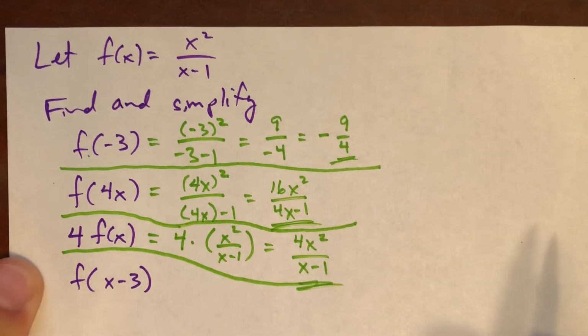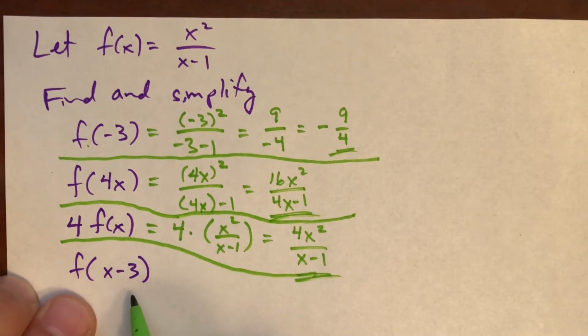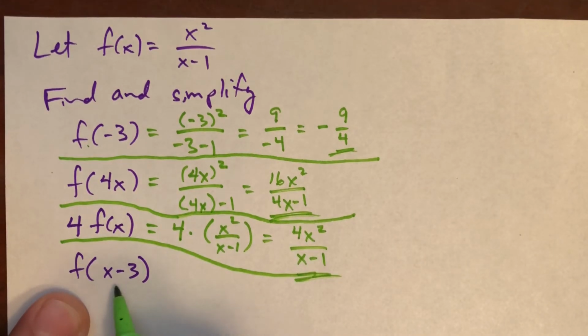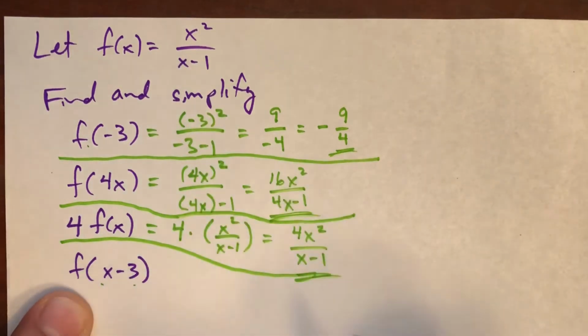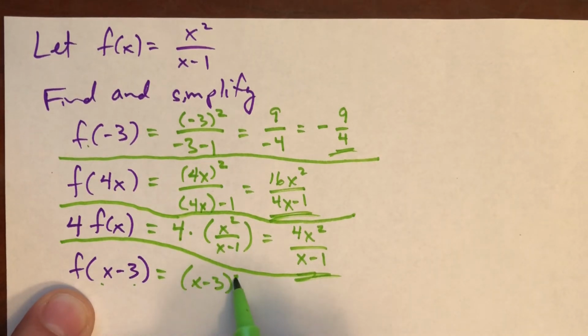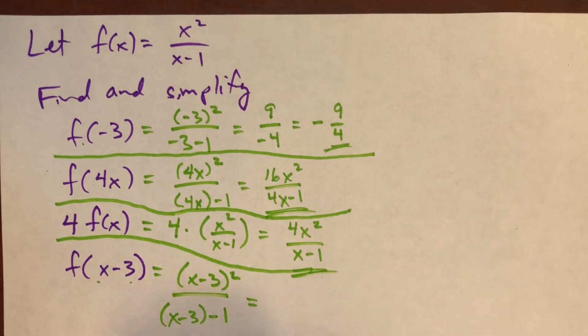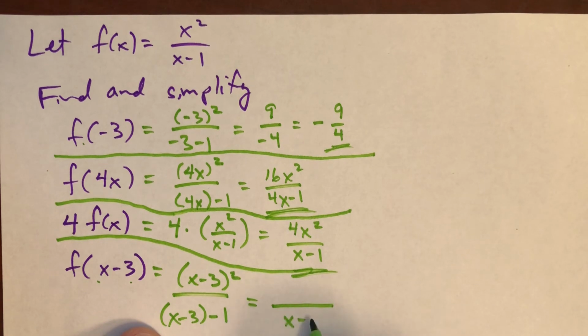So this guy is probably going to be the one that gives us trouble. But the same idea is still going on. We're going to take whatever is in this position here, and we're going to put this in for x in our original function. So we've got x minus 3 squared in the numerator because we've got to square it. And in the denominator, we've got x minus 3 minus 1. Now we can simplify that. The denominator is probably going to be easier to do in our heads. So x minus 3 minus 1 is going to be x minus 4.